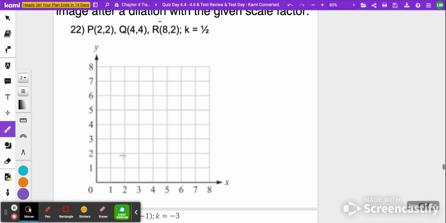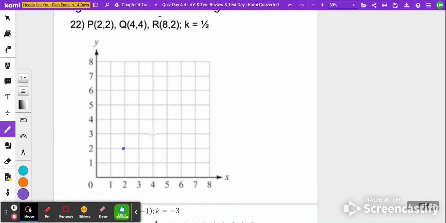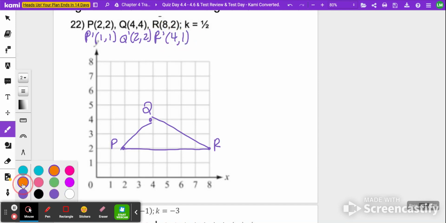First, start by plotting your original points, 2, comma 2, 4, comma 4, and then 8, comma 2. Okay, so here's P, here is Q, and this is R. Now, what's going to happen is P prime is just going to be cut in half. 2 times a half is 1, comma 1. Q prime would be 2, comma 2, and R prime would be 4, 1. So let's see what these new points look like. 1, 1, P prime, 2, 2, Q prime, and R prime is 4, 1.